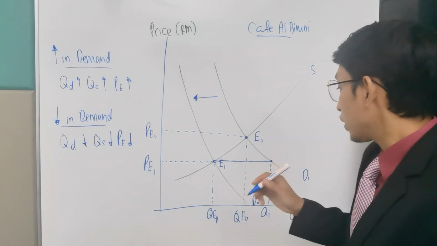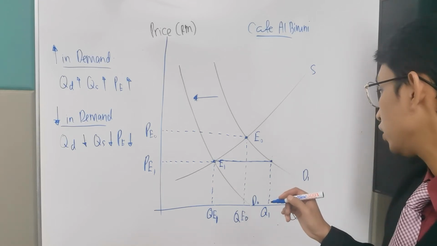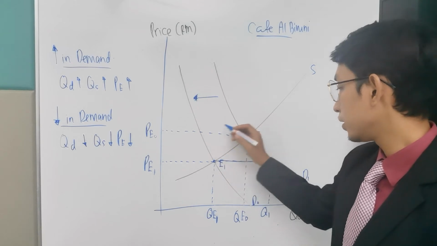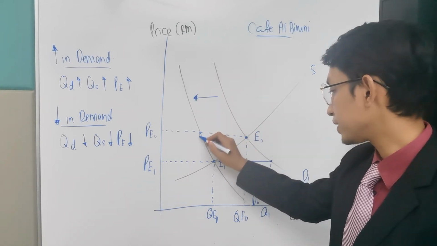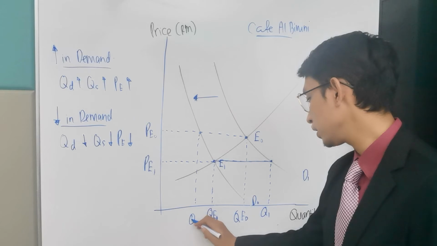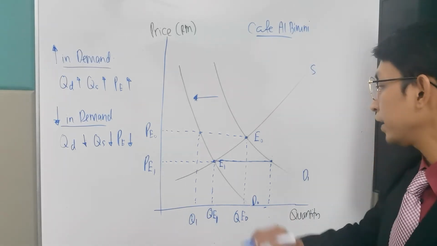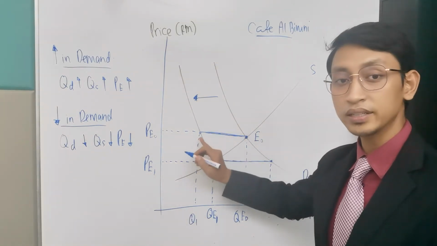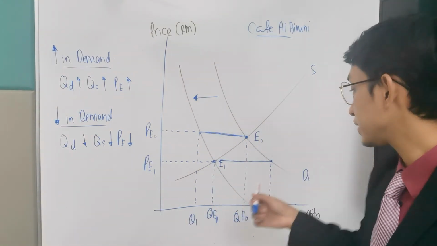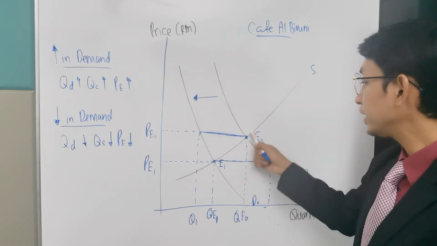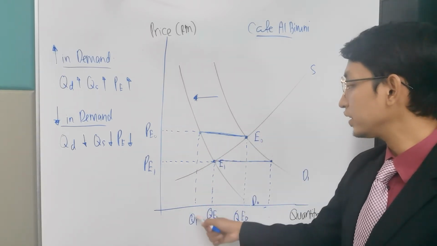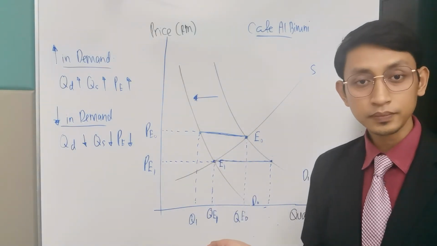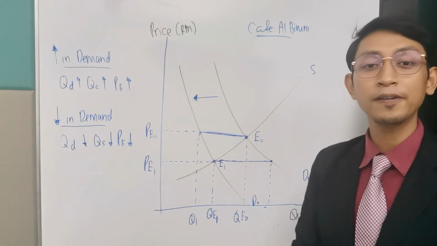And we are going to have the situation that we call surplus. Over here, surplus. Alright. So this is our Q1. So we are going to have surplus from this point to this point. This horizontal distance represents what we call surplus. So this is the original quantity supplied and this is the new quantity demanded. So quantity supplied is greater than quantity demanded. Now we have extra food in Cafe Al Biruni.